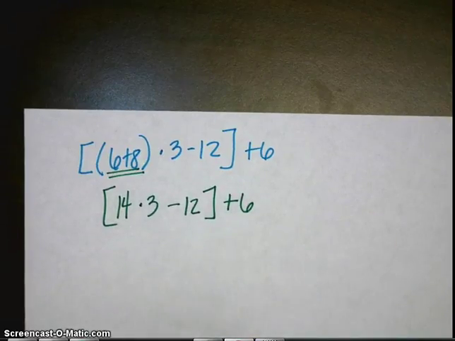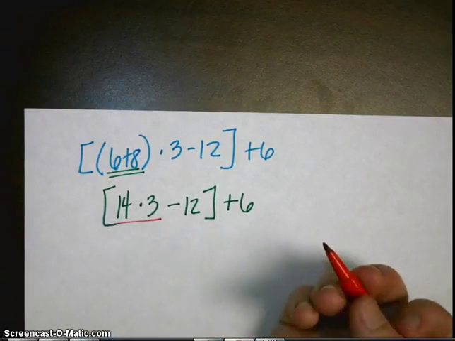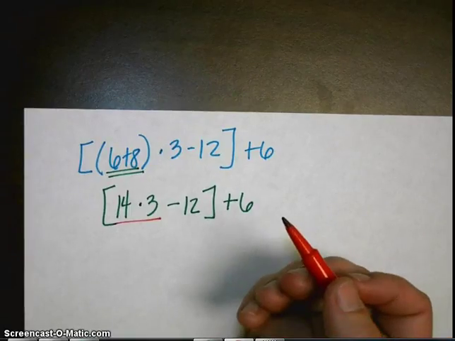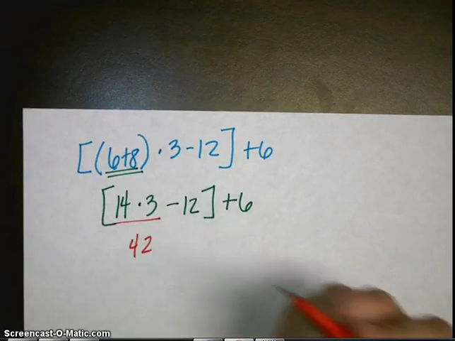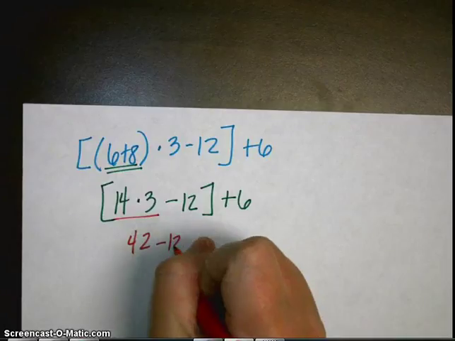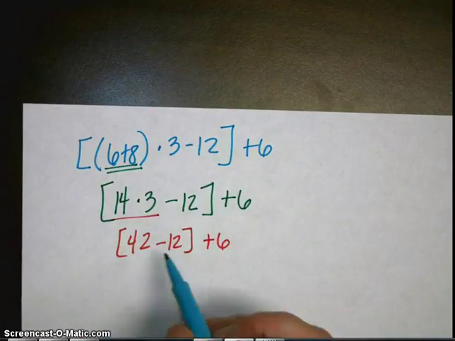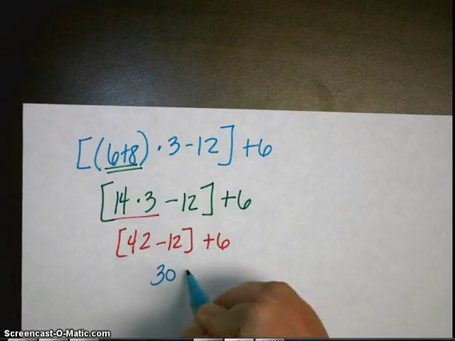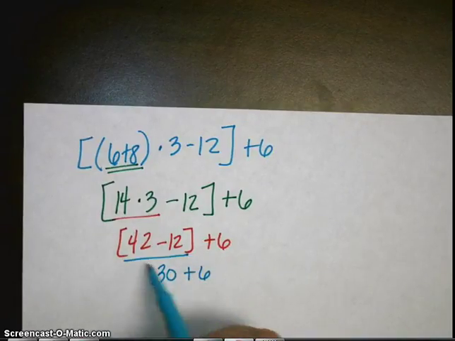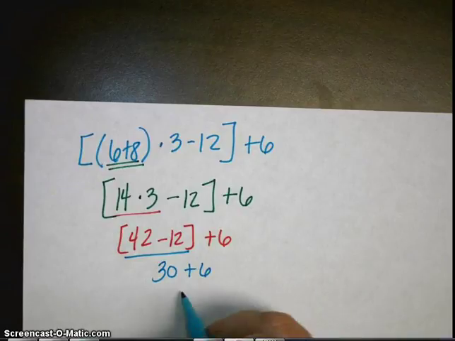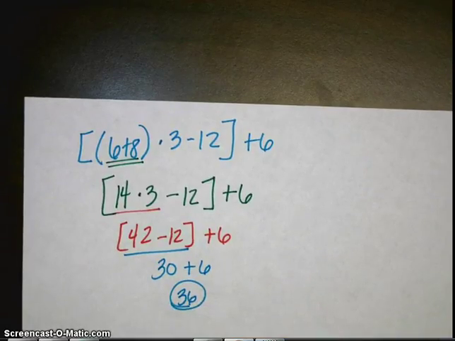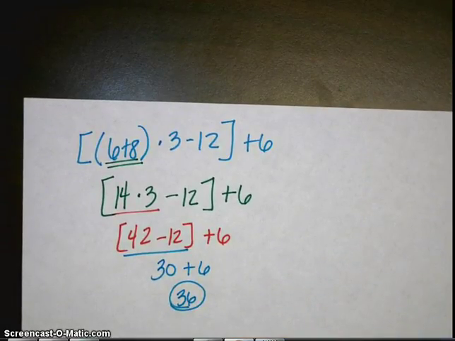The next step that I'm going to do is still inside the brackets. I look, multiplication or subtraction. It's going to be multiplication. So I underline it and do it. 14 times 3 is 42. Minus 12, still in brackets, plus 6. 42 minus 12 is 30. Plus 6, I did that because it was inside the brackets. And then 30 plus 6 is 36. Hopefully this gives you a little bit more insight into order of operations, which we commonly call PEMDAS.